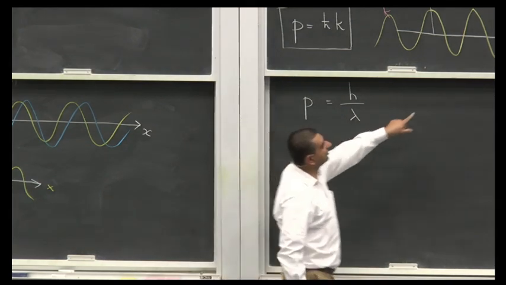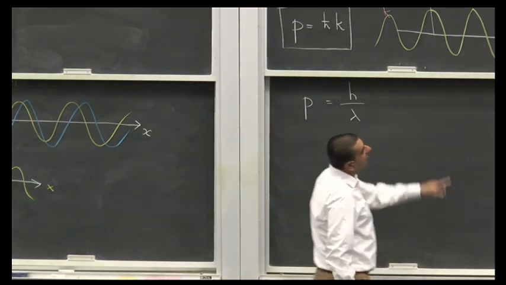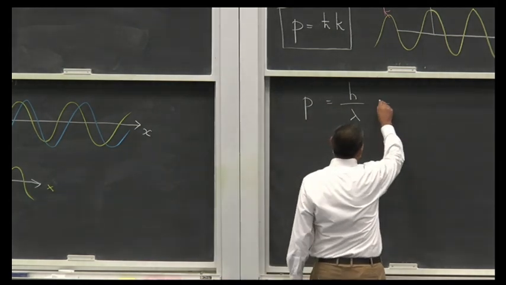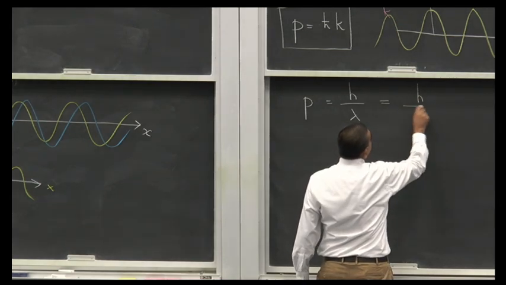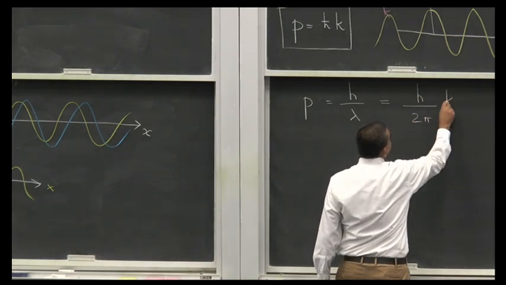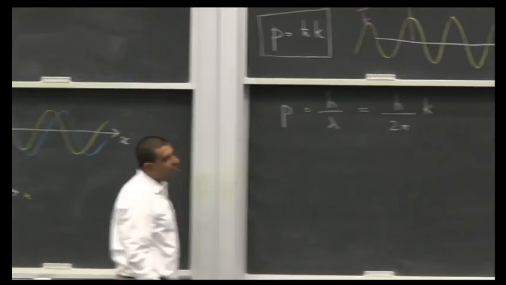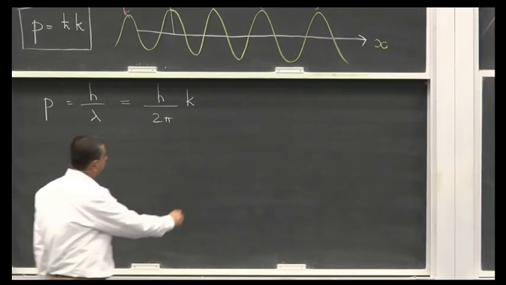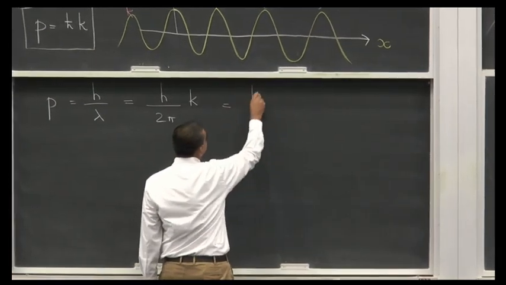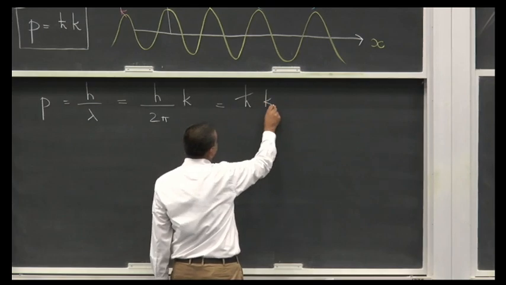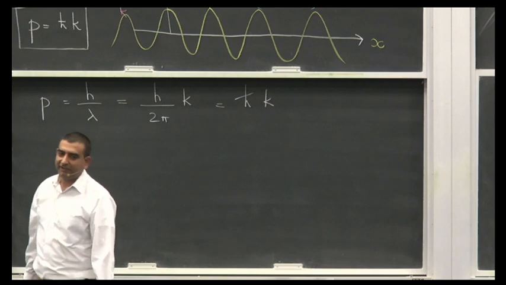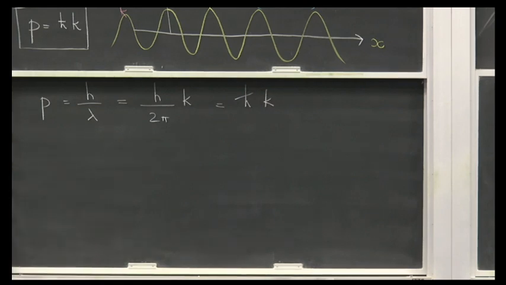Now, if I use this recipe over here, I can switch from lambda to k. So I can write this as h over 2 pi times k. h over 2 pi occurs so frequently in physics that it's given a special name, h bar. In America you would call this h cut, in English colonies you would call it h bar. So this is h bar k.